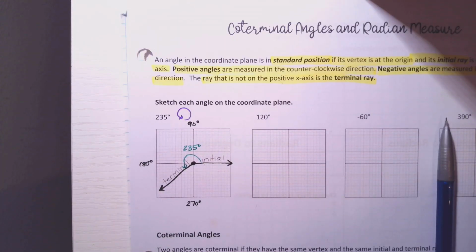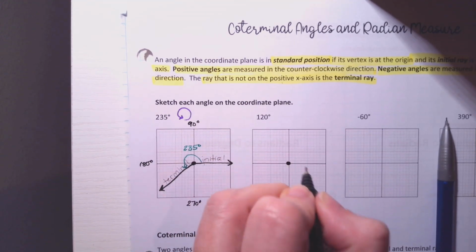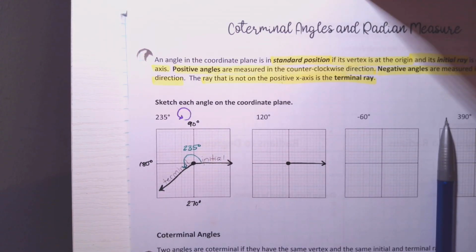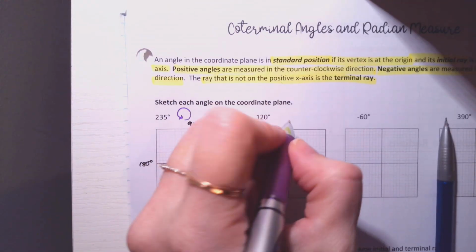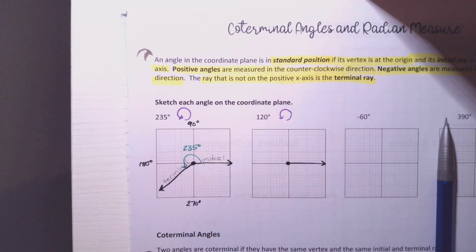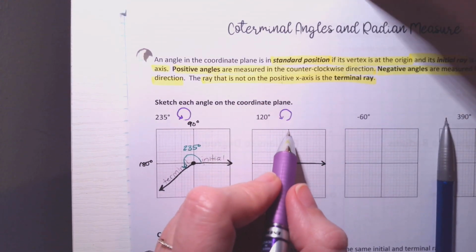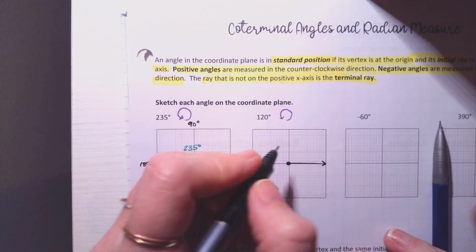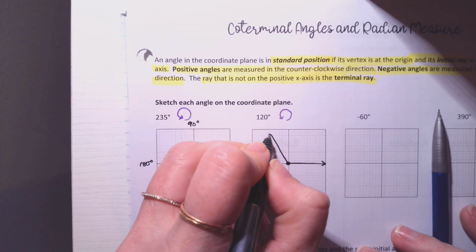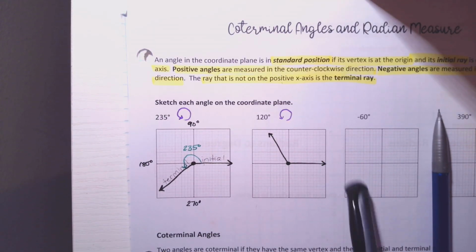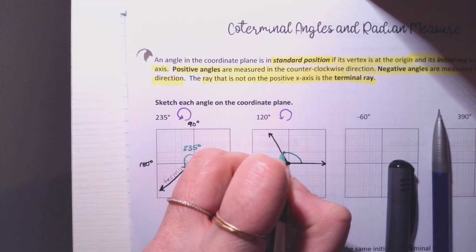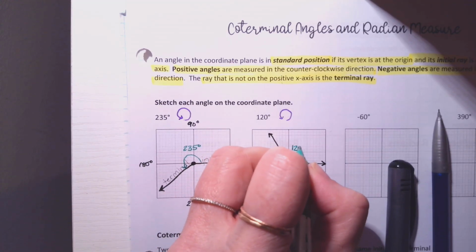Okay, looking at a 120-degree angle, so remember you're going to have the vertex at the origin, the initial ray is on the positive x-axis, and then 120 degrees is a positive angle, so again that's going to be measured in the counterclockwise direction. 90 degrees would be that right angle, so we just want to go 30 more than that 90 degrees. I did not bring a protractor, so I'm just going to freehand it approximately here. So we would mark off that angle showing that we started at the initial ray, we went to that terminal ray, and we went 120 degrees.